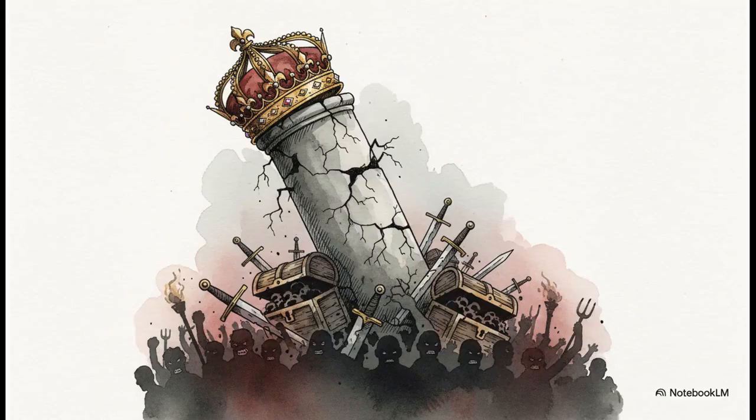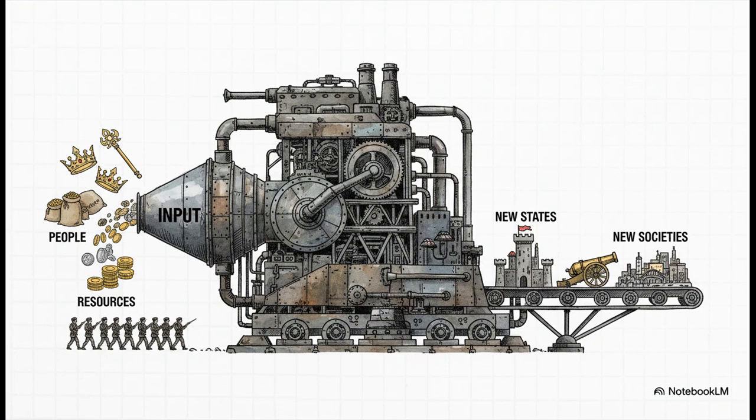But the output of the machine could also be total, catastrophic failure. If a state loses a war in a really disastrous way, it can set off a fatal chain reaction. You get a financial crisis from the war debt, the people lose all faith in their leaders, and sometimes the whole state just collapses.